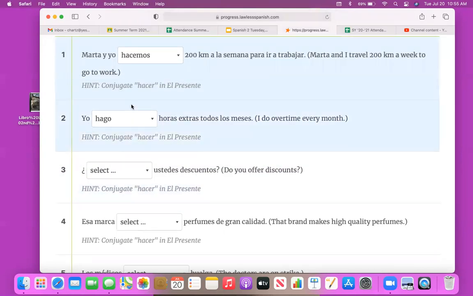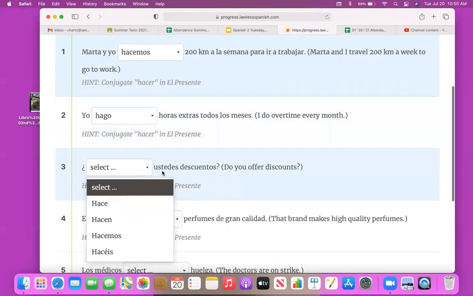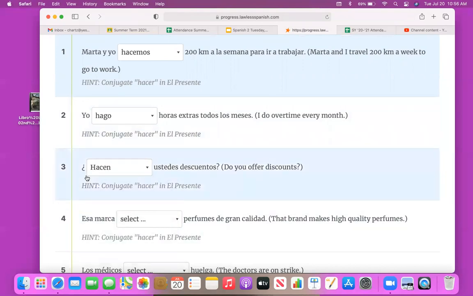Remember that one's a little bit different. And then the next one is blank ustedes descuentos. So it's saying, do you offer discounts? So ustedes. Which one of these goes with ustedes? You guys. Hacen, right? Hacen. Yep.